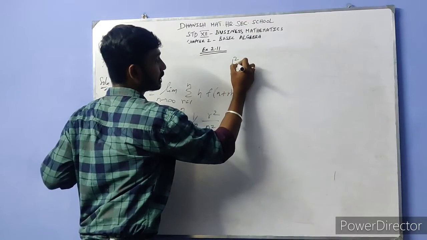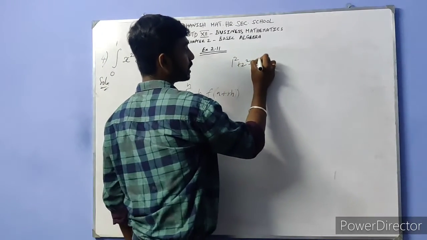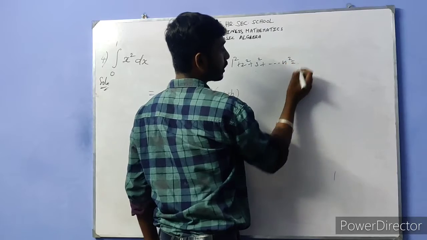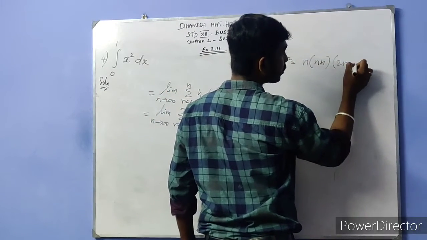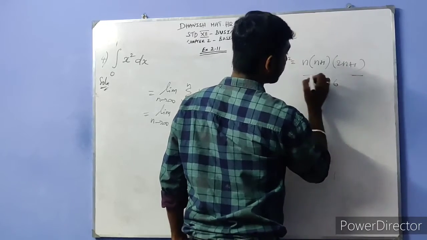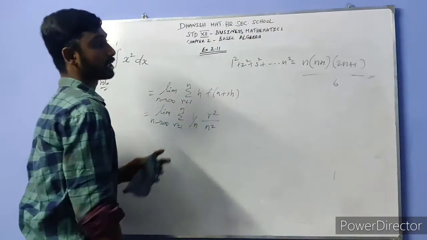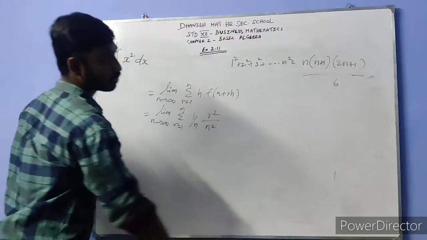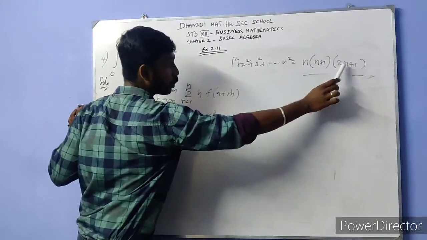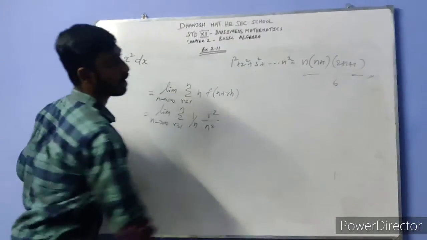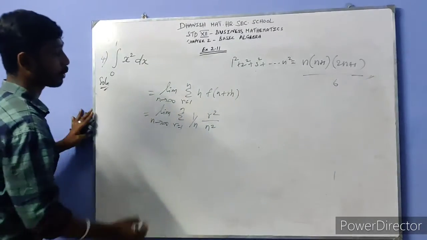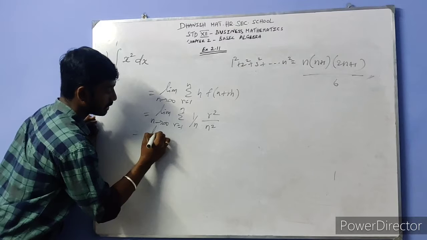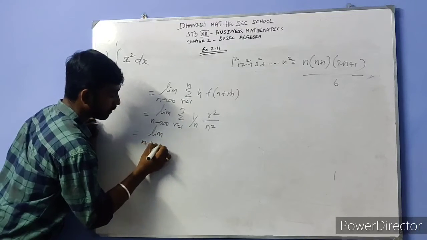One little bit of correction in the formula. 1 square plus 2 square plus 3 square up to n square equals n into n plus 1 into 2n plus 1 divided by 6. So you have to correct it in the formula section. Previously I had taken this formula differently; you have to write 2n here, so change it to 2n. Now we are going to substitute this formula into the sum and limit n tends to infinity.